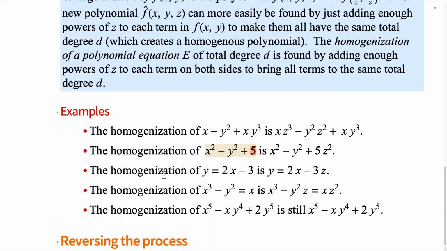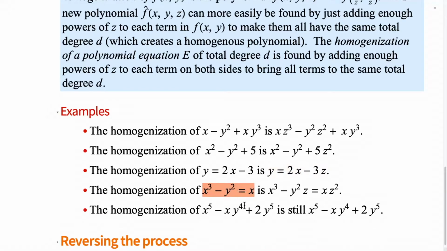Just looking at an equation or two, the homogenization of the equation y equals 2x minus 3, that's degree 1, degree 1, degree 0, so you want to bring everything up to degree 1. We would do that as y equals 2x minus 3z. The y was already at the right power, the 2x was already at the right power, we just needed to fix that last bit.